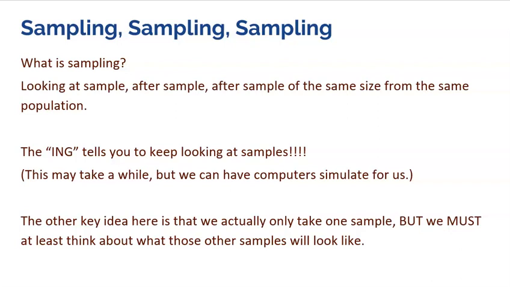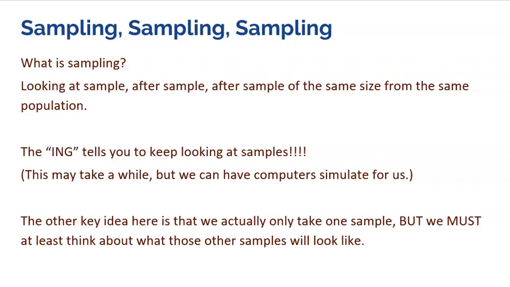When you put ing to the end of a verb, it means to keep doing it. If you tell me to jump, I'm going to jump one time. When you add ing on to jump, you get jumping, which means I'm just going to keep jumping over and over again. So when we talk about sampling, we're no longer talking about looking at one sample. We're talking about looking at sample after sample after sample after sample of the same size from the same population. The other key idea here is that we actually only take one sample, but we must think about what all those samples are going to look like.